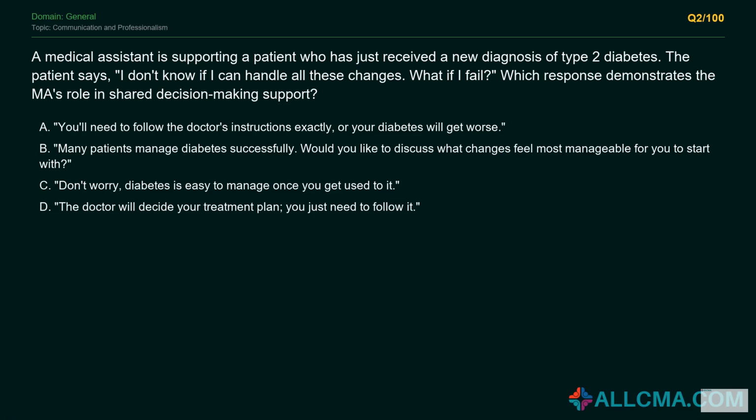Option A. You'll need to follow the doctor's instructions exactly, or your diabetes will get worse. Option B. Many patients manage diabetes successfully. Would you like to discuss what changes feel most manageable for you to start with? Option C. Don't worry, diabetes is easy to manage once you get used to it. Option D. The doctor will decide your treatment plan. You just need to follow it.